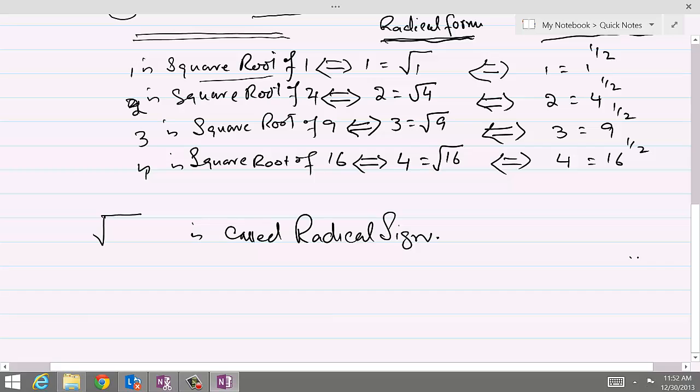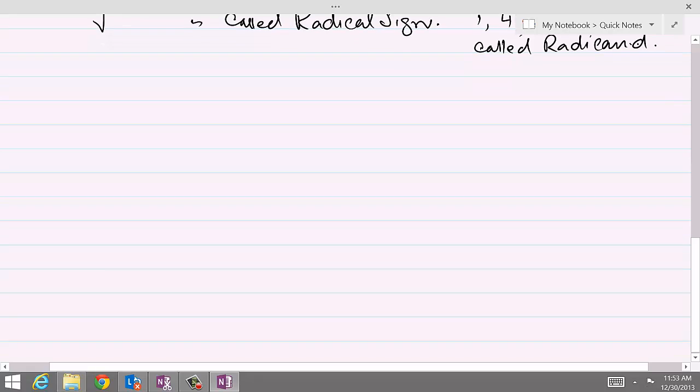And the numbers 1, 4, 9, 16 upon which this symbol operates are called radicand. So it's clear enough.